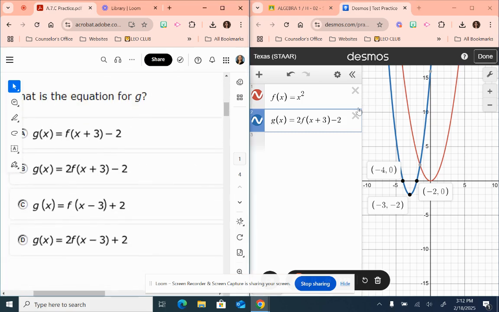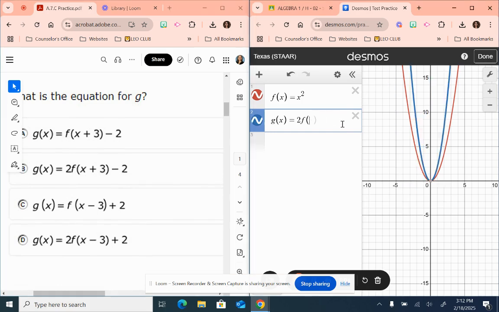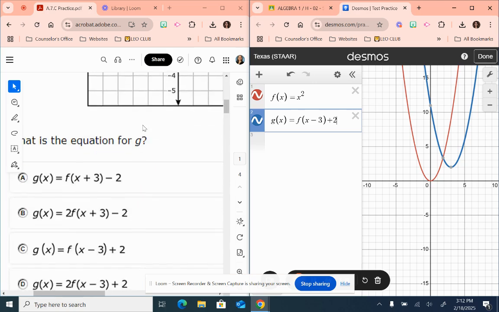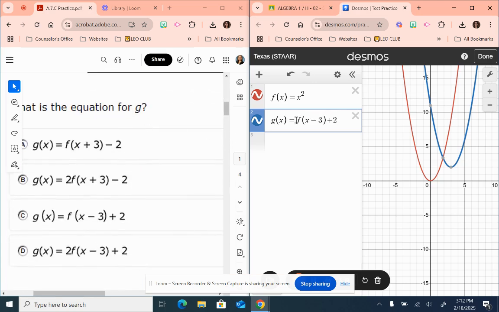If I wanted to continue to check C and D out, I could type them in right here and I would see that those weren't the answers. So let's just type in quickly. And you already know that C is not going to be the answer. And then the only difference from that one would be just adding the 2, and you can see that D is not the answer.